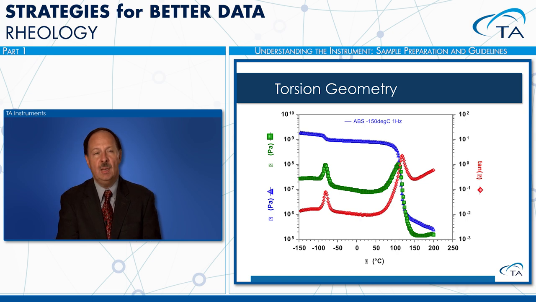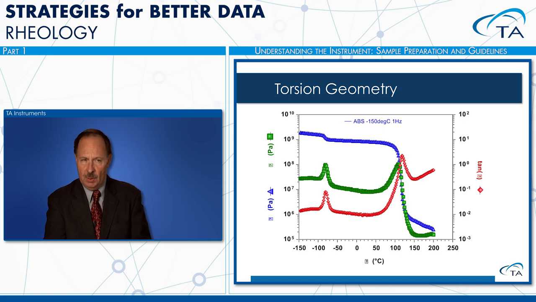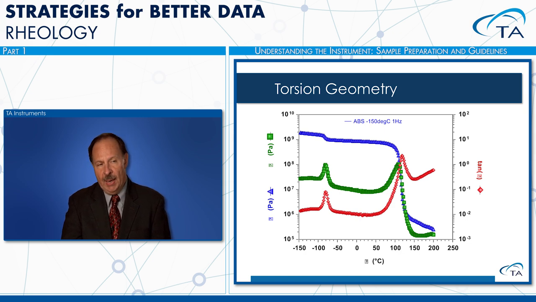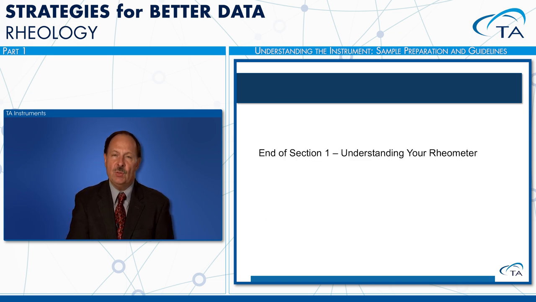Okay, here's an example of a test. This was a temperature ramp on ABS material, so you can see the characteristic behavior of the storage modulus, where we get this drop at this point here, which is where the butadiene starts to lose its contribution. Here the storage modulus continues, and then at around 100 degrees, the styrene acrylonitrile loses its mechanical integrity. You can see these characteristic peaks in the loss modulus and the tan delta curves for this material that enable us to identify the glass transition temperature. Okay, so that ends the section of knowing our rheometer.